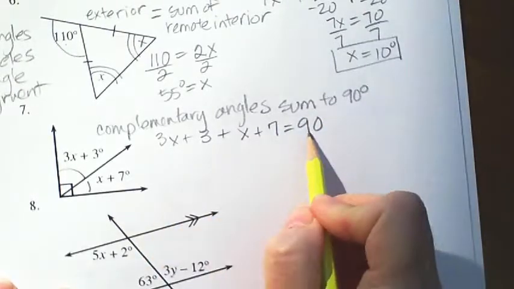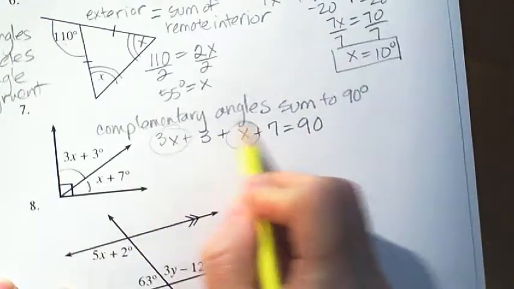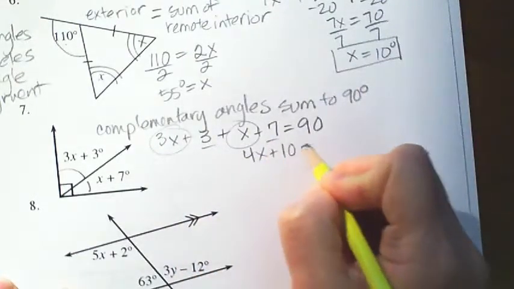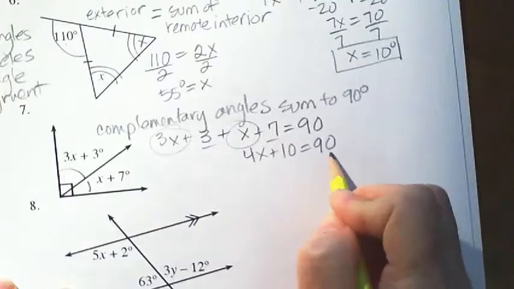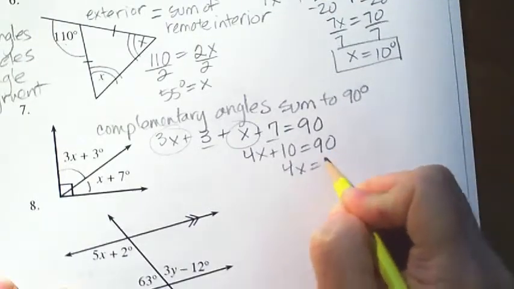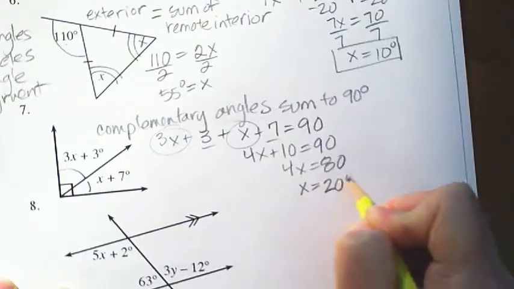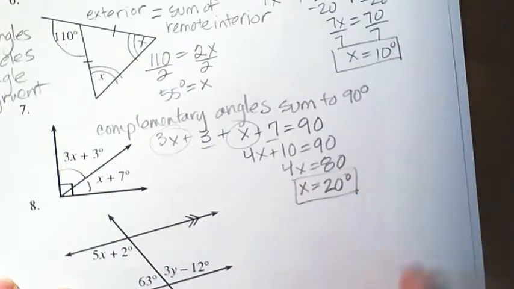So these two angles together equal 90 degrees, so 3x plus x, that's 4x. 3 and 7, that's 10. Subtract 10 from each side, so 4x equals 80. Divide by 4, so x equals 20. Saving a little room there.